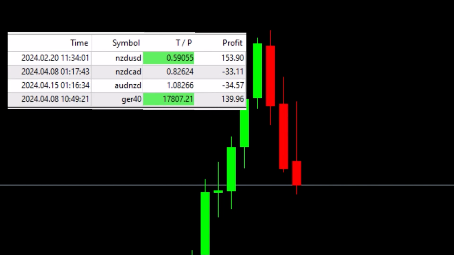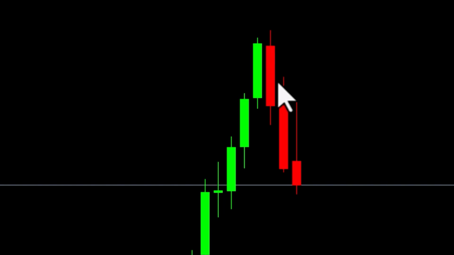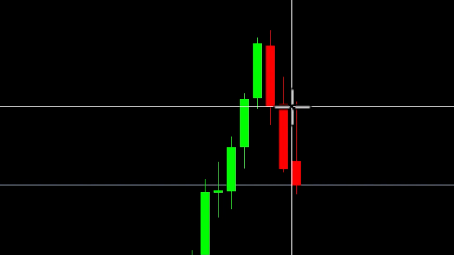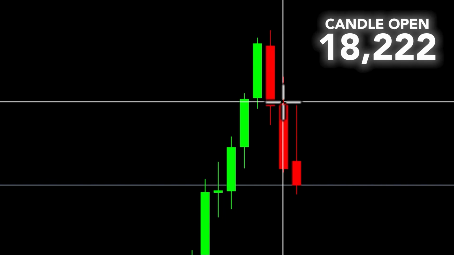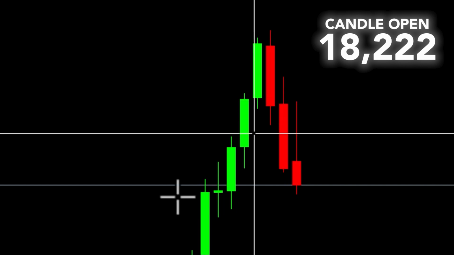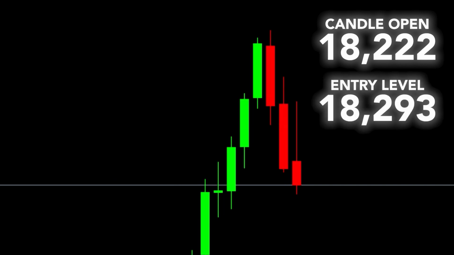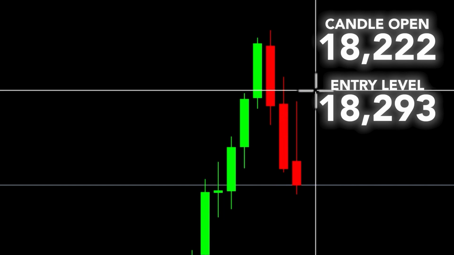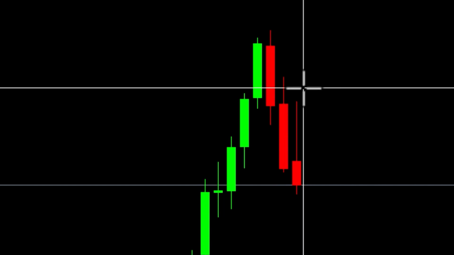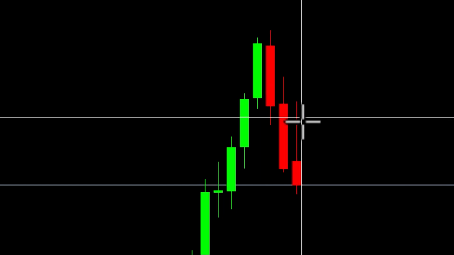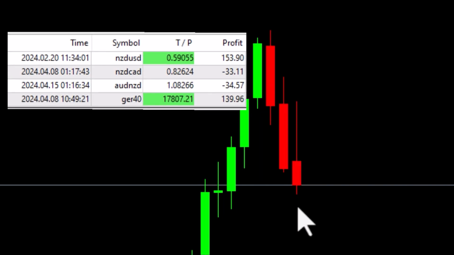So this is a reversal, big uptrend. We're then taking a sell limit, looking for the price to first open, go up, and then fall. Now, same thing here. If you look at the open of that candle in here, it's roughly around 18,222. My entry level is 18,293. So I'm needing the price to pull back up first, and then when it hits that level, then reverse. And you can see exactly what that's done.